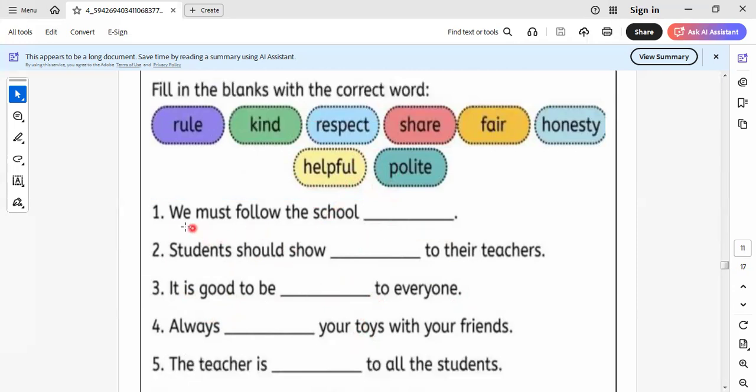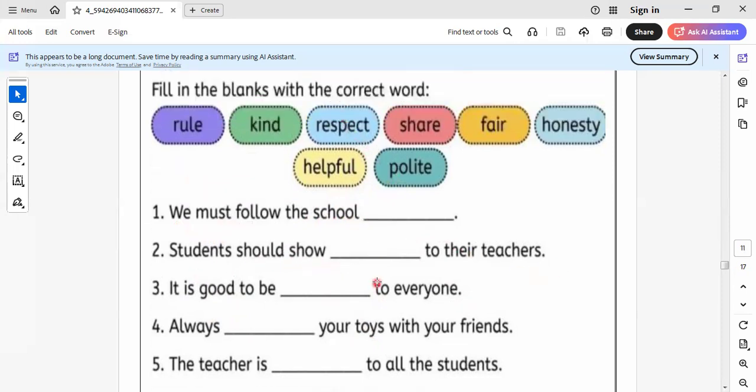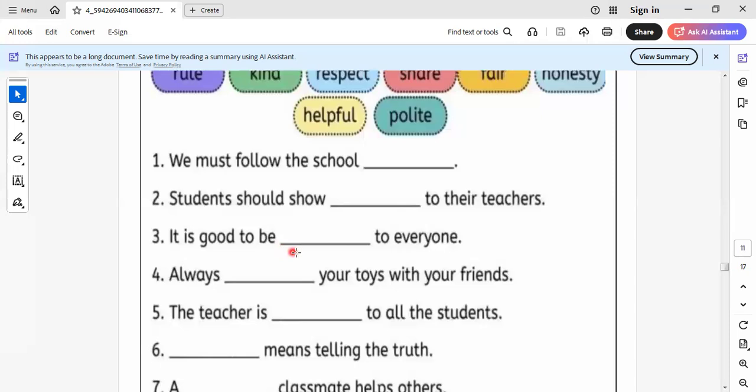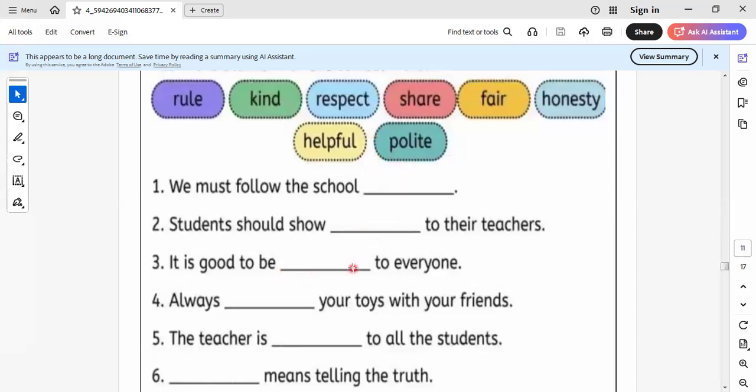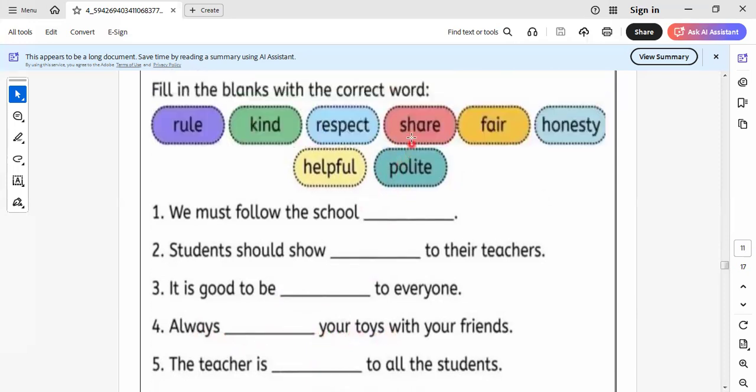So I will repeat it again. We must follow the school rules. Students should show respect to their teacher. It's good to be polite to everyone. Always share. Here it will be share.